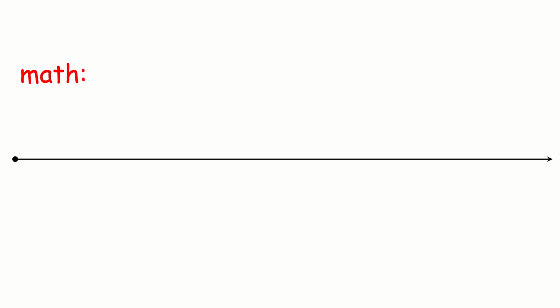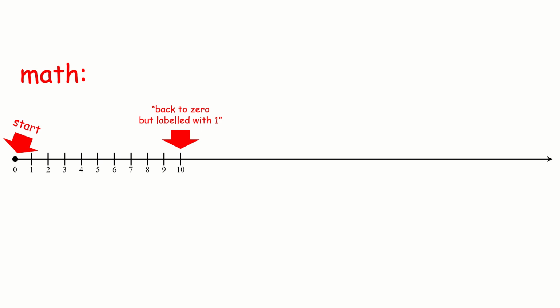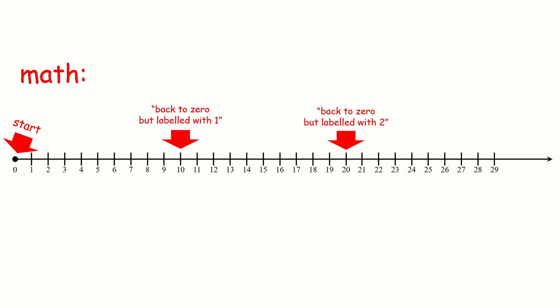In math, we were taught to imagine the sequence of numbers on a line where we start from 0 and we count 1, 2, 3, 4, 5, 6, 7, 8, 9. And then we reach 10. Reaching 10 is like going back to 0, but this time it's labeled with a 1. After which we resume counting 1 to 9 again with 11, 12, 13, 14, 15, 16, 17, 18, and 19. Upon reaching 20, we again circle back to 0, restart counting 1 to 9, reach 0 again with 30, and so on and so forth.